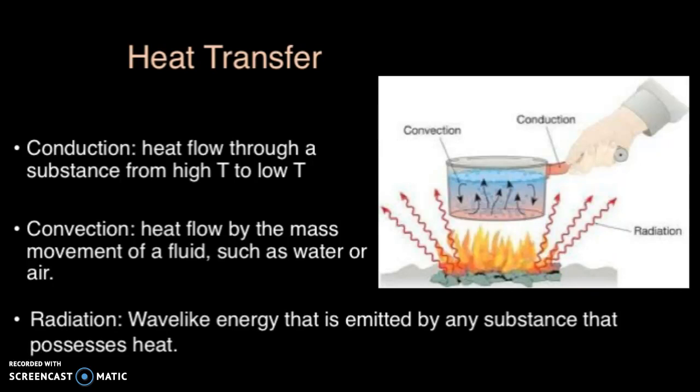Lastly, the third type of heat transfer that we experience is radiation. Radiation happens as wave-like energy that is emitted by any substance that possesses heat. Oh, I forgot to mention the image for convection. You're seeing here that hotter water cells are moving upwards to the cooler place, and the ones on the surface of the water are being displaced and moved downwards.